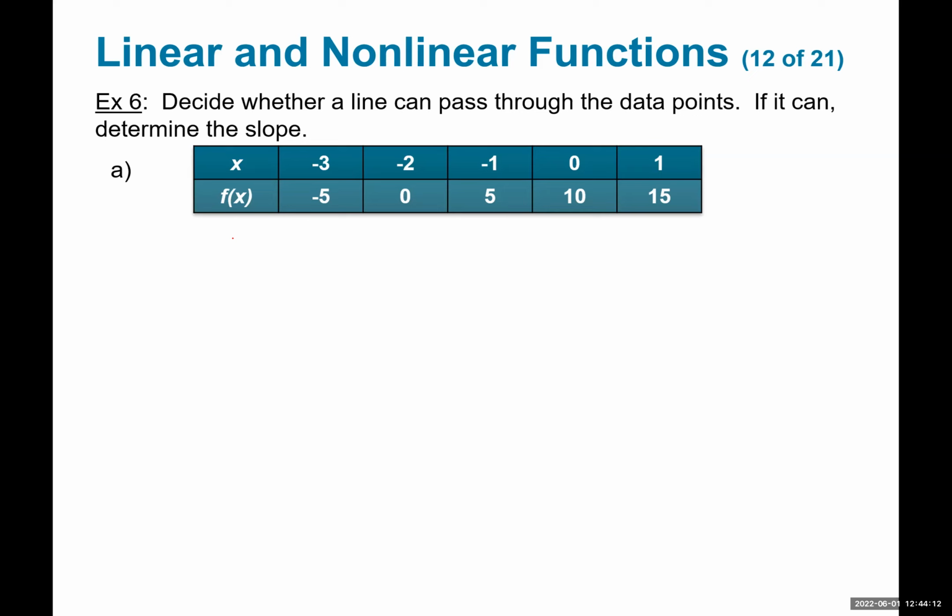But we need to see if there's a constant slope. Like on the very first page, we had a constant slope. We looked at 60 every hour, 60 miles every hour. Well, let's see if there's a constant change. Like this one, there's a change of 5. Change of 5, change of 5, change of 5. Change of 1, change of 1, change of 1, change of 1. Because there's a constant rate of change, then yes, this is going to be linear.